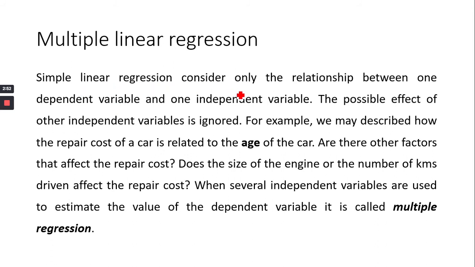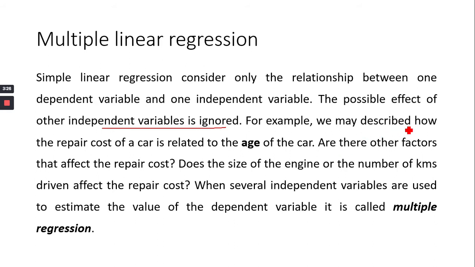Now, simple linear regression considered only the relationship between one dependent variable and one independent variable. The possible effects of other independent variables are ignored. That makes simple linear regression a bit impractical, though it's used in practice. When you look at real situations, it's very rare to find a dependent variable which is influenced by only one explanatory variable.